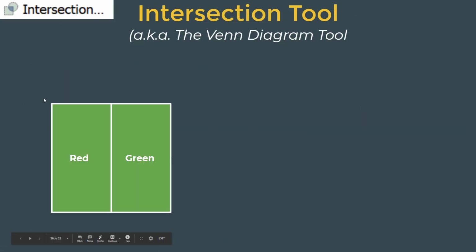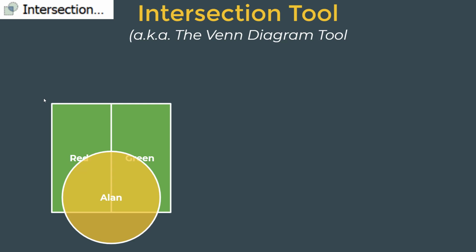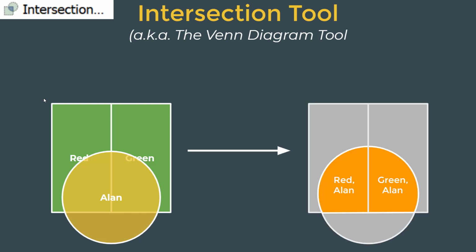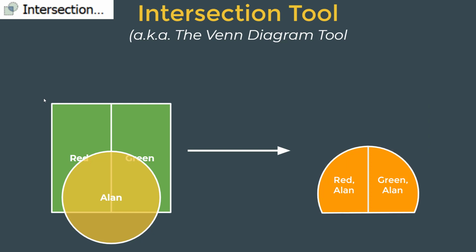Now imagine you have red and green trail buffers. Let's pretend they're just side by side here like this. Now we overlap a home range of Allen. The intersection tool will look to see which parts of both input features overlap, have geometries in common. It will then produce a new shapefile with attributes of both.